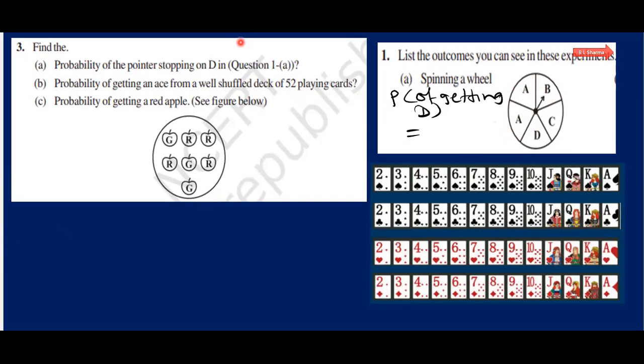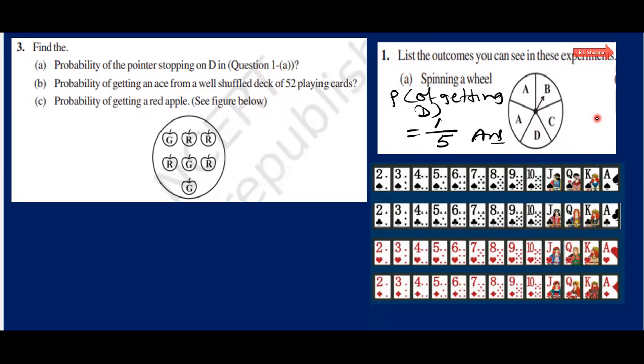आप बताइए क्या आंसर आएगा. How many Ds are there? Only 1 D is here. So 1 out of total, कितने काउंट करिए. 1, 2, 3, 4, 5. Again count. 1, 2, 3, 4, 5. So what is the probability? 1 out of 5, and this is the answer of this question. Probability of getting D in this case will be 1 upon 5.